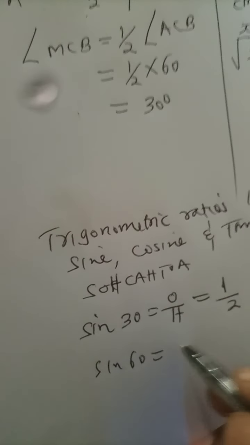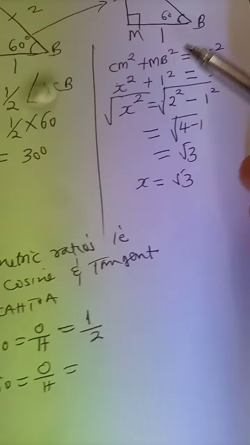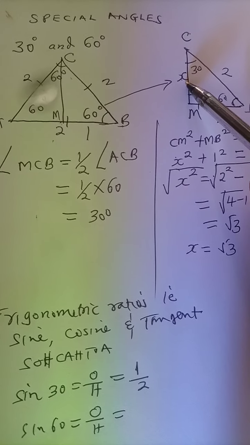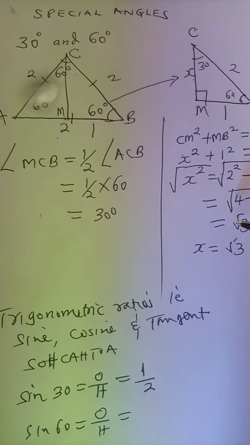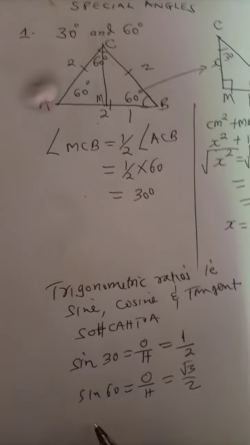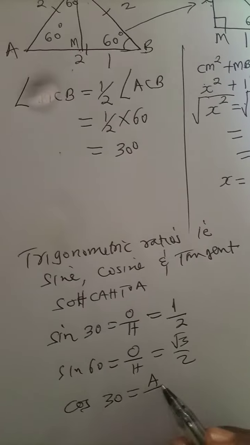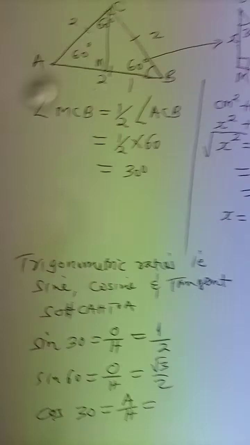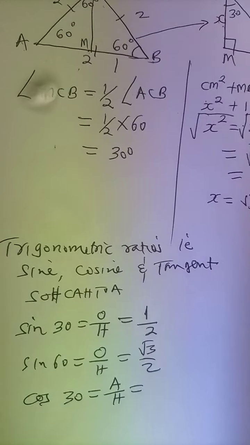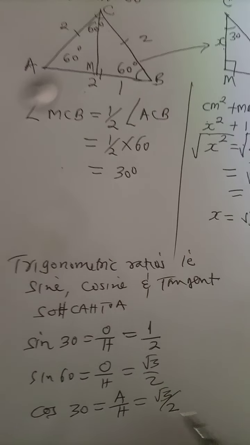Sine 60 will equal opposite over hypotenuse. The opposite of 60 is X, and our X is root 3. So it will be root 3 over 2. What about cos 30? Cos 30 is adjacent over hypotenuse. Adjacent of 30 is X. X will equal root 3. So it's root 3 over 2.